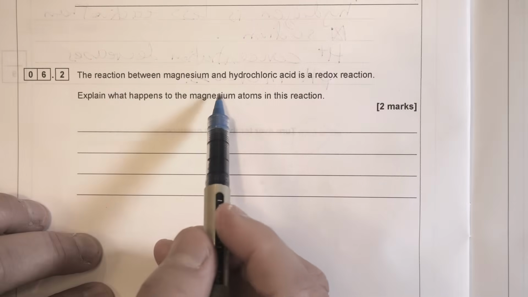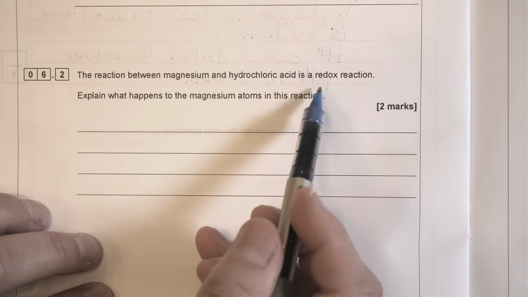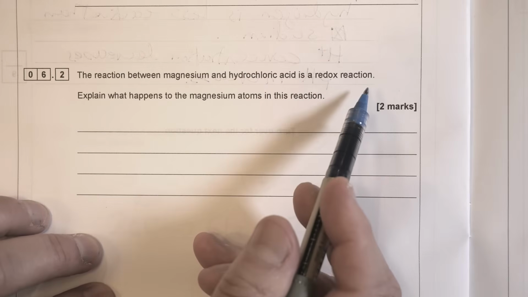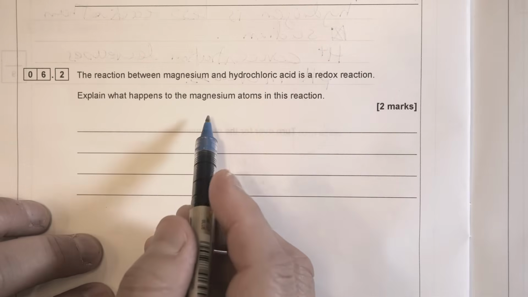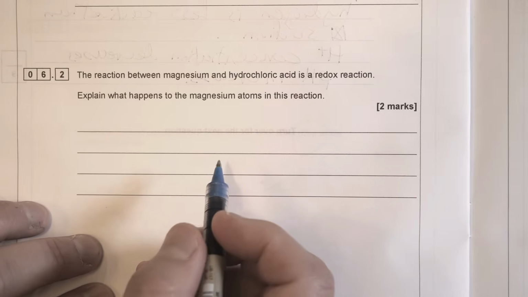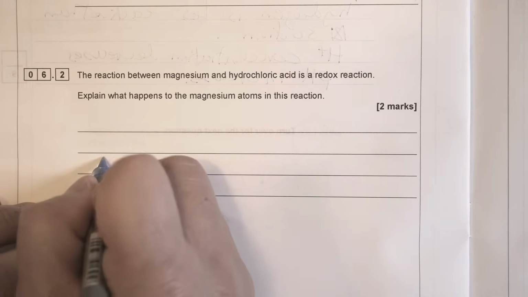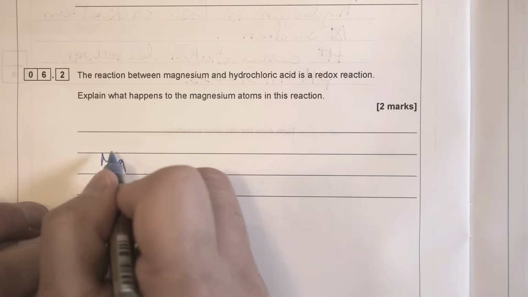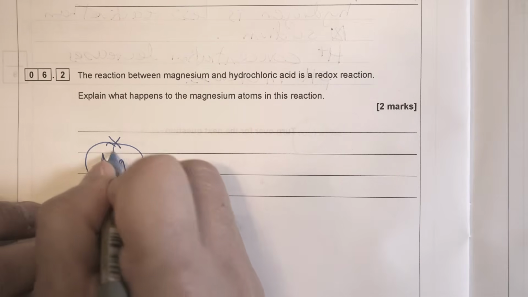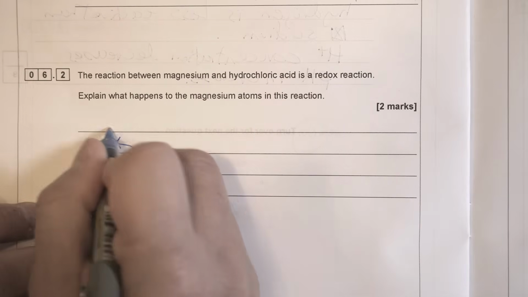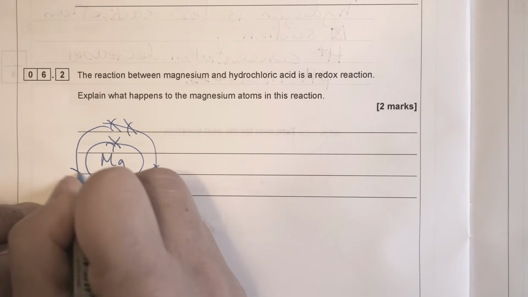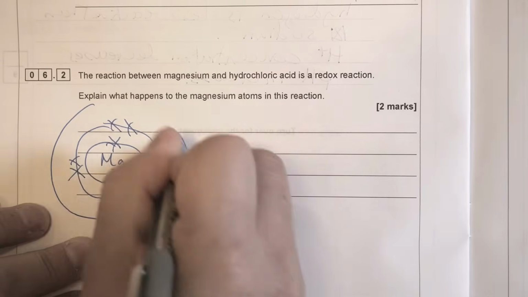The reaction between magnesium and hydrochloric acid is a redox reaction. That means reduction and oxidation is going on. Explain what happens to the magnesium atoms in this reaction. Well, the easiest thing to do is to draw a magnesium atom. On the periodic table, it's got an atomic number of 12, so that tells us it's got 12 electrons. So 2 on the first shell, 8 on the next, and that means it's got 2 on the outer shell.